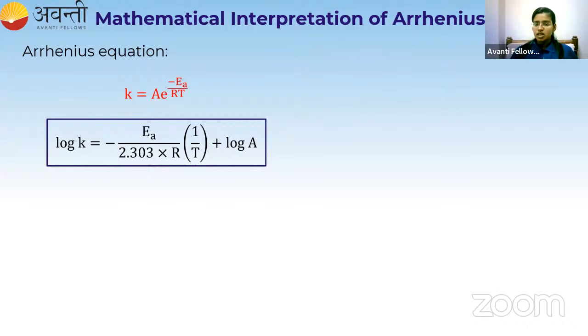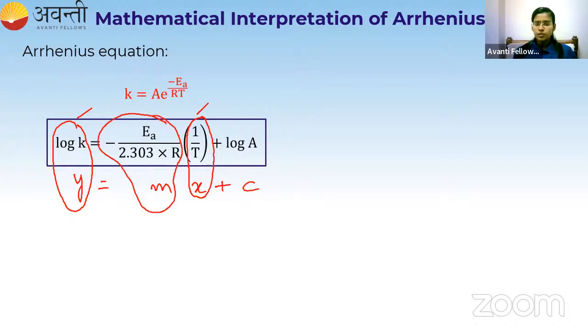Arrhenius equation. Now, this equation is of the format y is equal to mx plus c, right? This is the y-axis, and this is m, and this is x, and this is c. So y-axis is log k, x-axis is 1 by T, okay? Relationship between rate constant and temperature. And minus Ea by 2.303 into R, everything is m, slope, and log A is the intercept.